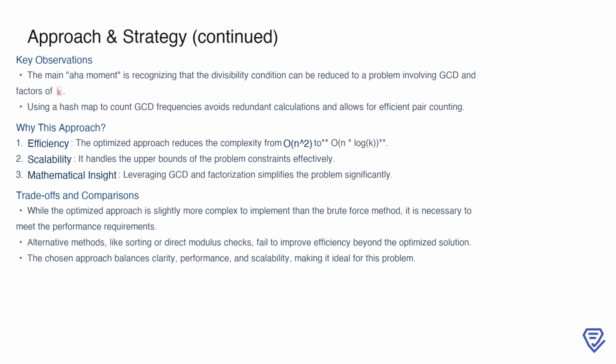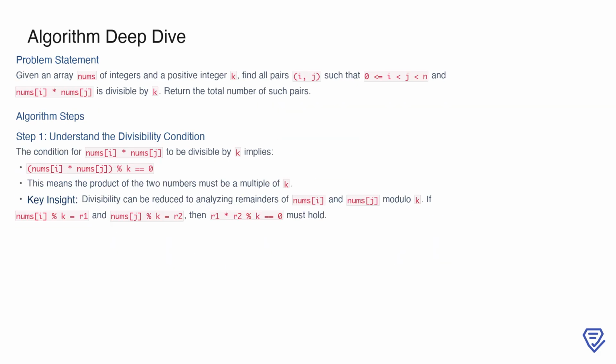To solve this problem, we need to identify all pairs of indices i, j in the array nums such that the product of their corresponding values, nums[i] * nums[j], is divisible by k. This means that the product must be a multiple of k, which can be expressed mathematically as nums[i] * nums[j] % k equals 0.